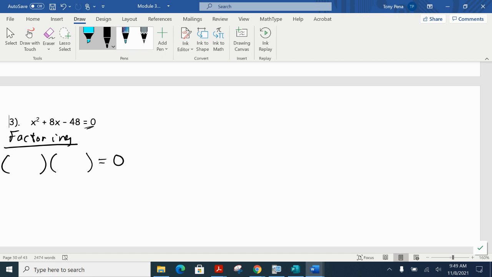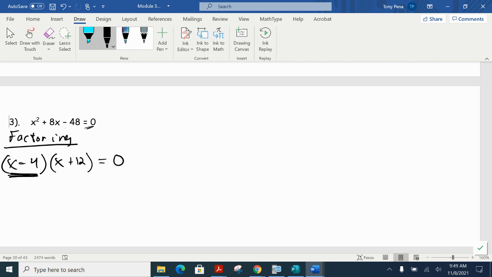What do you have, Riley? X minus 4. So x what in these guys? Good. And then x what? Plus 12. All right. So positive 12, negative 4, multiply those, give you the negative 48. When we add them, you're going to get a positive 8.